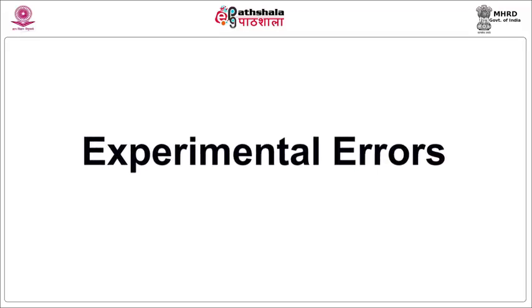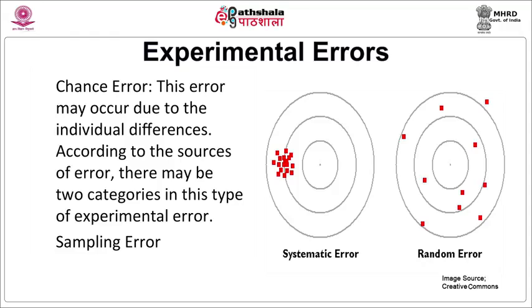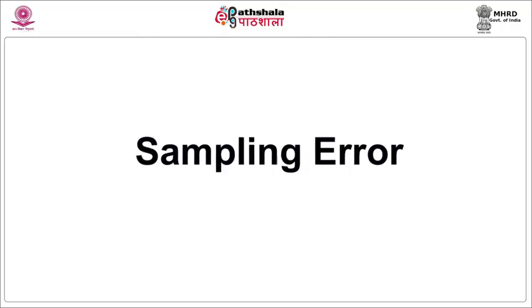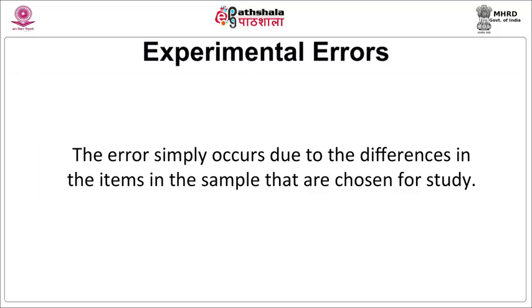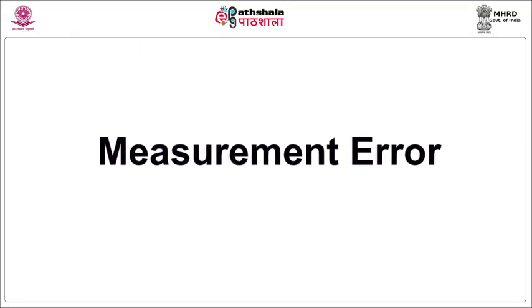Experimental errors. Chance error. This error may occur due to the individual differences. According to the sources of error, there may be two categories in this type of experimental error: sampling error and measurement error. Sampling error. The error simply occurs due to the differences in the items in the sample that are chosen for study. Measurement error. The error occurs because accurate results cannot be obtained due to the ineffectiveness of the measuring instruments.